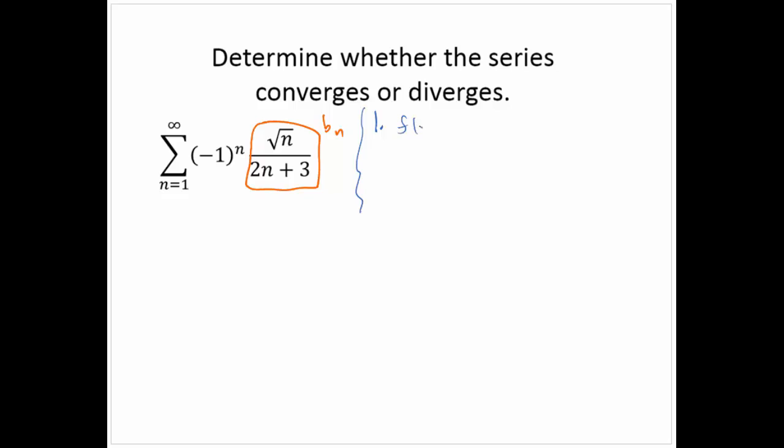I'm going to think of the function f of x is the square root of x over 2x plus 3, and I will calculate the derivative. So then f prime of x, using the quotient rule, I would have 2x plus 3 times 1 over 2 root x plus root x times 2 over 2x plus 3 squared. All right, to clear out the fraction, I'm going to multiply both numerator and denominator by 2 root x.